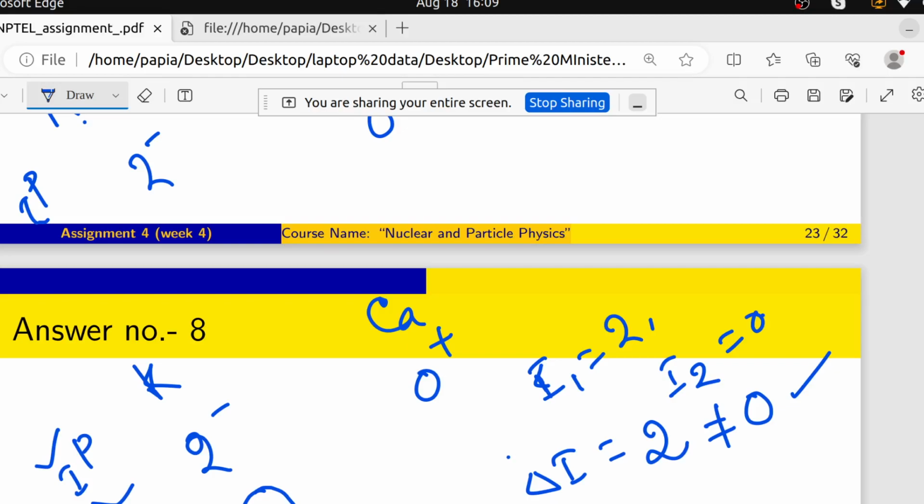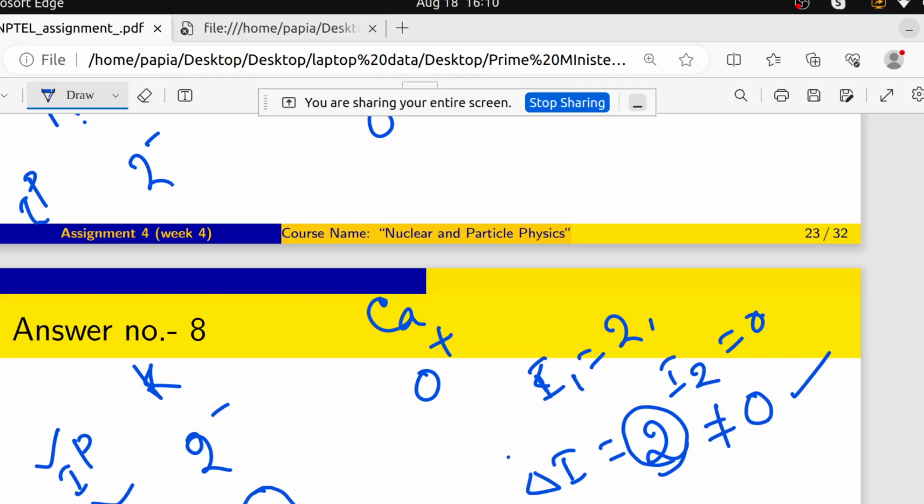Now coming to this condition, you can see 0 plus minus 1. I have delta I equal to 2, so it is also not correct. There also you can see 0 plus minus 1, that is also not correct. Here you can see plus minus 2. That means this condition can be right, because delta I equals 2.